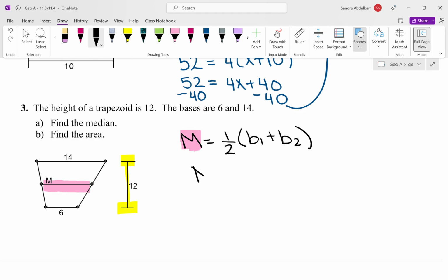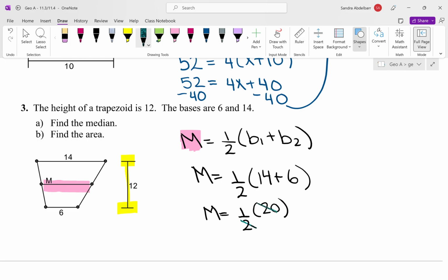So we're going to say the median is equal to half. Base 1 is 14, base 2 is 6. Can I add what's in those parentheses? Yeah, 14 plus 6 is 20. So what am I going to do? Half of 20 is 10. You could have, and then you would have done 7 plus 3.